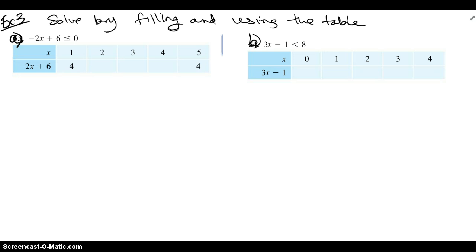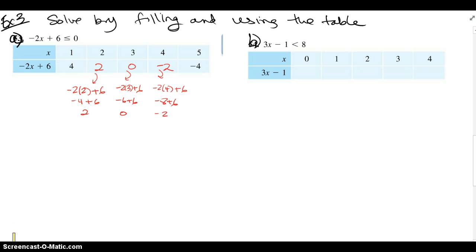In example 3, we have to solve using the table, so they want us to fill the table first. An x value of 2 plugged in here, I'll do it for this one, show the work. -2 times 2 plus 6 is going to give us -4 plus 6, which is a 2. So similarly, we fill the rest of the table by plugging in the values.